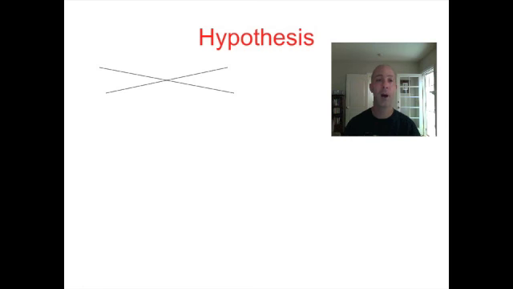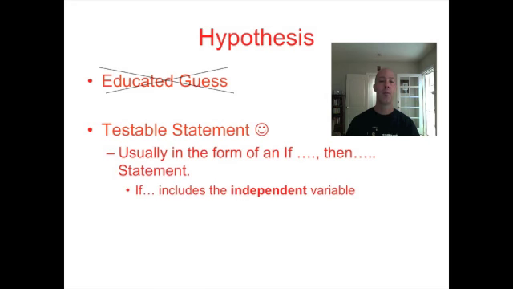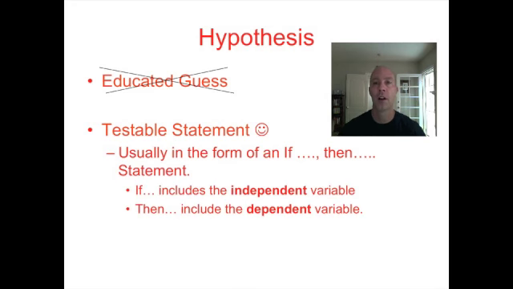Most of you, if I asked you about hypothesis, you would say educated guess. And this is fine, but we want to add a step to that. We want to make sure that we concentrate on the idea that our hypothesis has got to be testable. Right? If it's not testable, then science can't address that problem right now. Usually it's going to be in an if-then statement, putting the independent variable in the if clause and the dependent variable in the then clause.